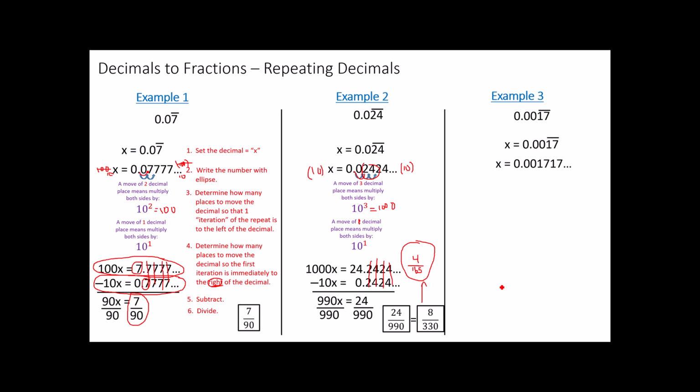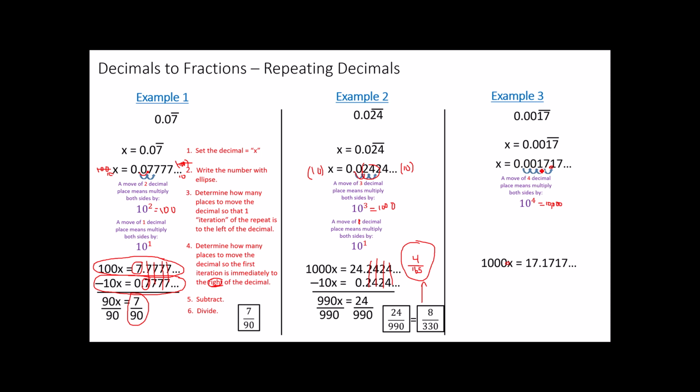There's my repeat. There it is using the ellipse. I need to move it 4 places to get one example of the 17 on the left side. That's going to be 10,000x equals 17.1717 because it's 4 places. Almost messed that one up, didn't I? 10,000. I then need to start again.